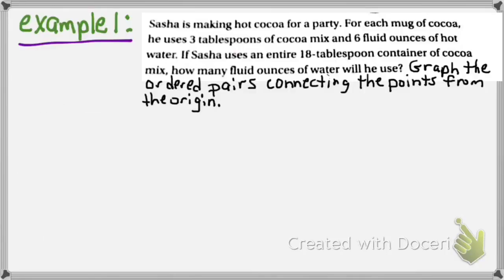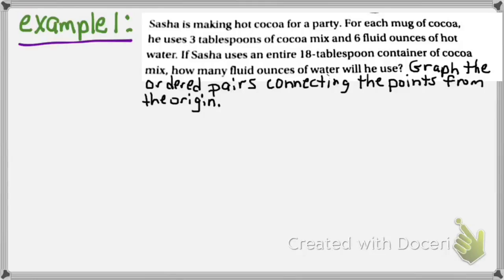Let's take a look at example 1. Sasha is making hot cocoa for a party. Yum. For each mug of cocoa, he uses 3 tablespoons of cocoa mix and 6 fluid ounces of hot water. If Sasha uses an entire 18 tablespoon container of cocoa mix, how many fluid ounces of water will he use? Graph the ordered pairs connecting the points from the origin.